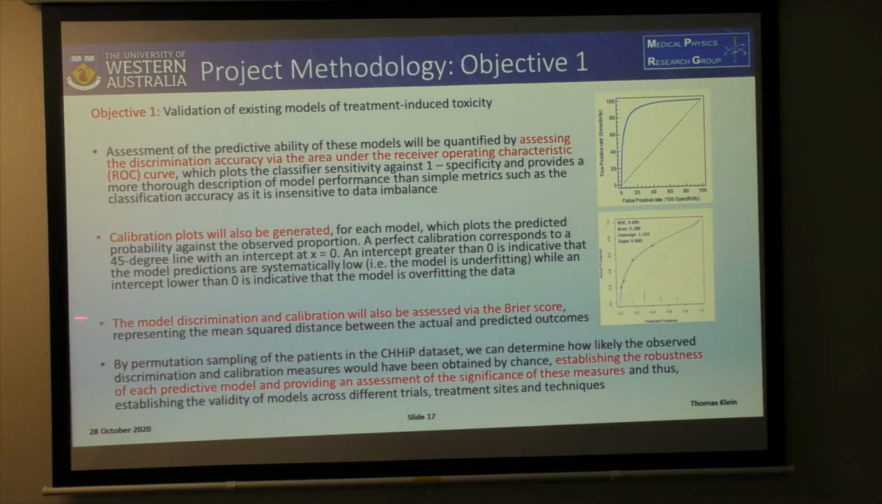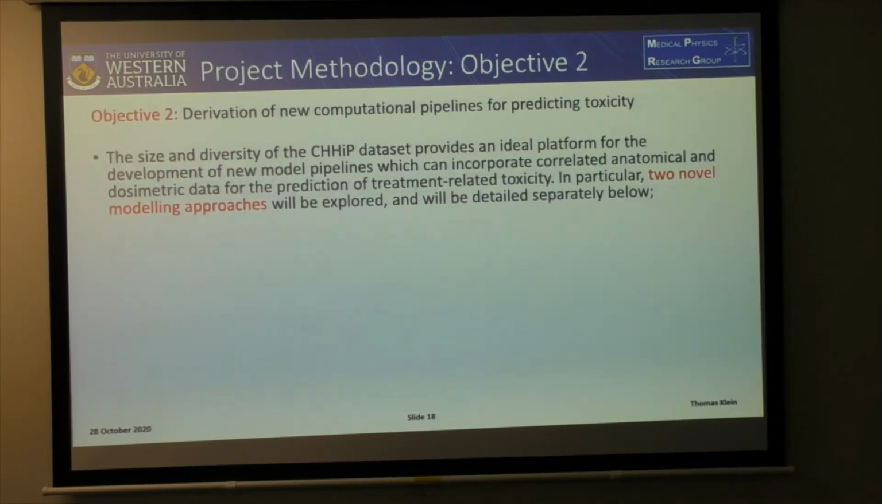Notably, by permutation sampling random subsets of patients in the CHIP dataset, we can also get measures of how likely the observed calibration and discrimination would be obtained by chance, which establishes the robustness of our models and gives us a measure of the significance.